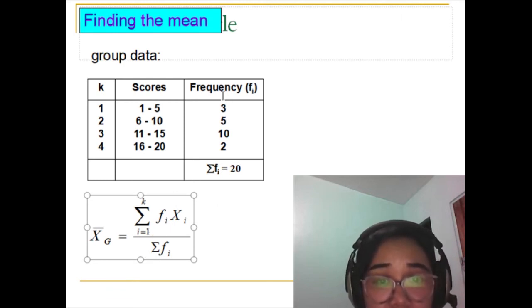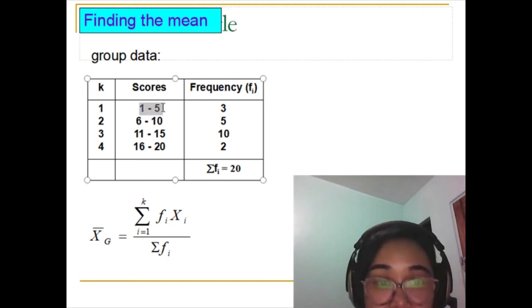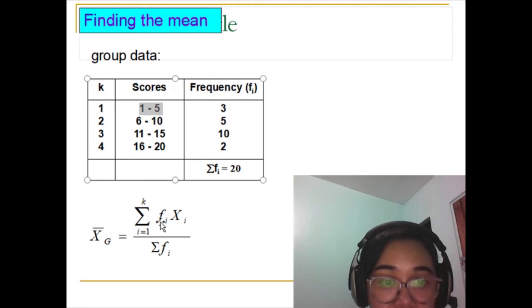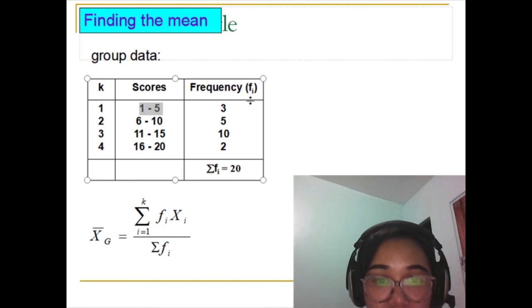Our f sub i refers to our frequency. So in our example, that refers to the number of students. Our x is the class mark. We already discussed what class mark is. Class mark is the representative value of your interval. Your k here is the number of class intervals or the number of classes. According to the formula, we have to multiply first the frequency and its class mark.